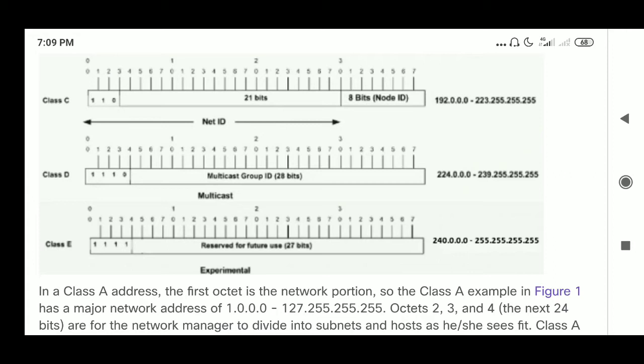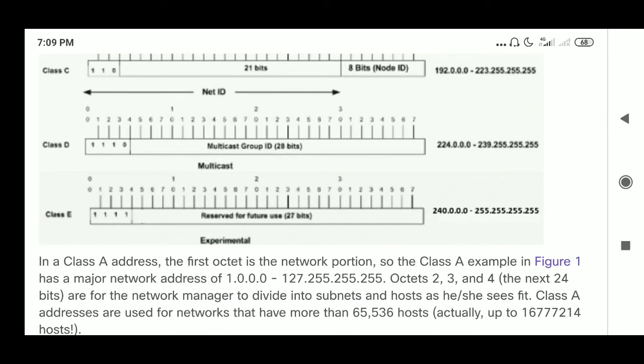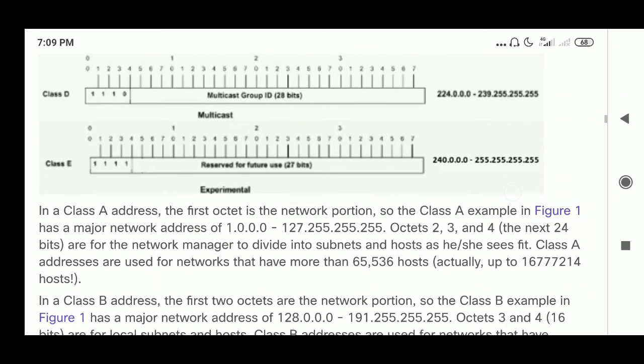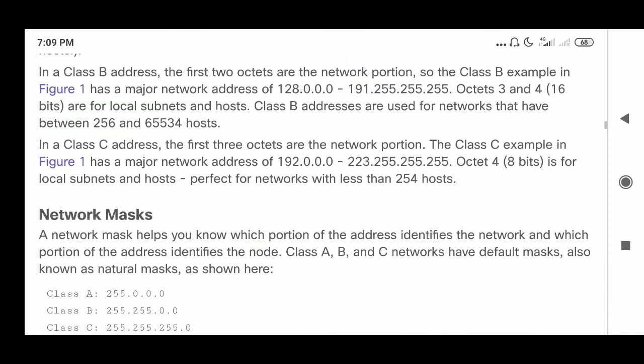Class D is for multicast group IP addresses, and if the first octet values are 224 to 239, then these belong to class D addresses. And if the first octet decimal values are 240 to 255, then they belong to class E addresses, which are reserved for future use and experimental purposes.